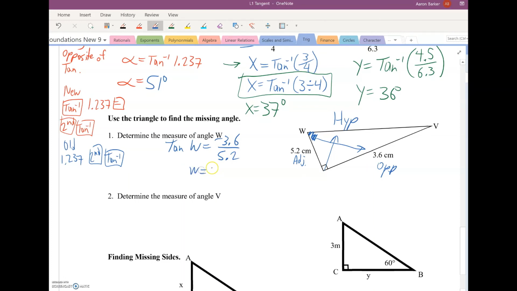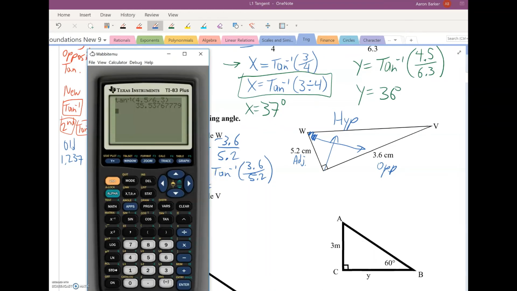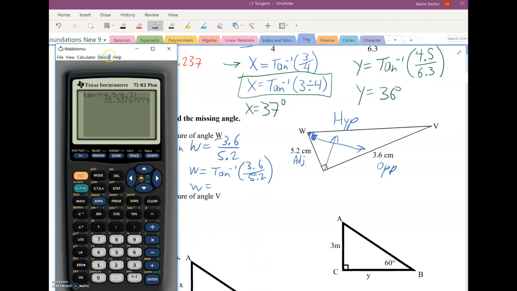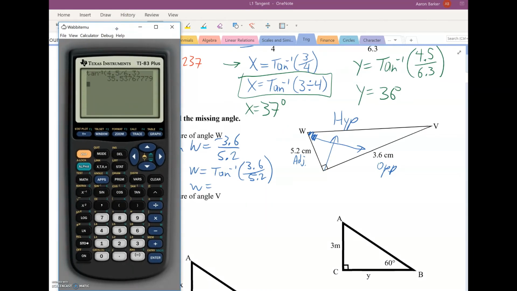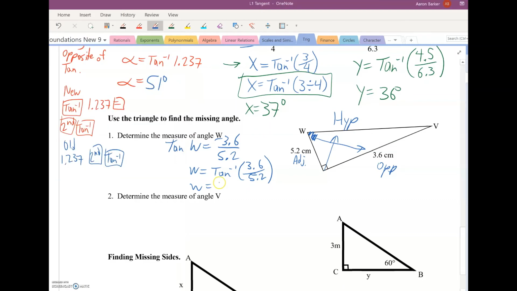Now, next line of work is you move tan to the negative side. So tan to the opposite side becomes negative 1. So 3.6 divided by 5.2, and you have to do the division by having a bracket there. Okay, so I'll do my calculator, the new school calculator first. So second clear, second function, tan negative 1, 3.6 divided by 5.2, close it off.